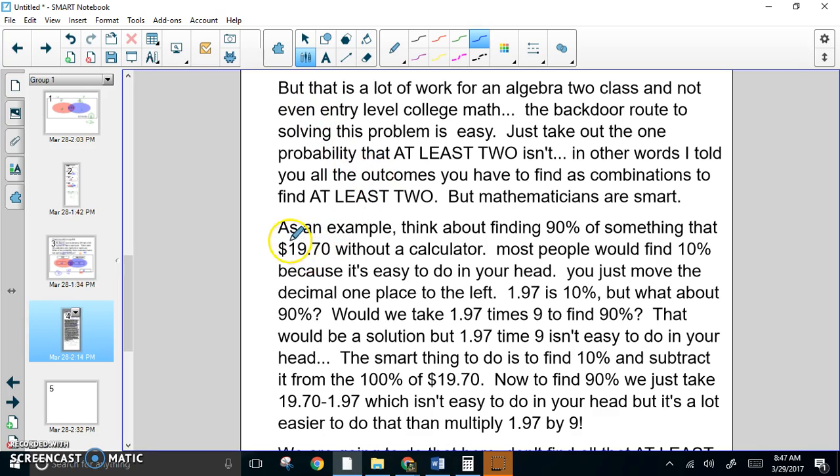As an example, think about finding 90% of something that is $19.70 without a calculator. Most people would find 10% because it's easy to do in your head. You just move the decimal place one place to the left and it becomes 1.97. But what about 90%? We would have to take 1.97 times 9 to find 90%. That's one way to do it. That would be the solution, but 1.97 times 9 isn't easy to do in your head.